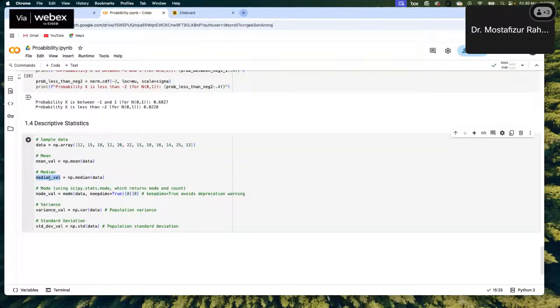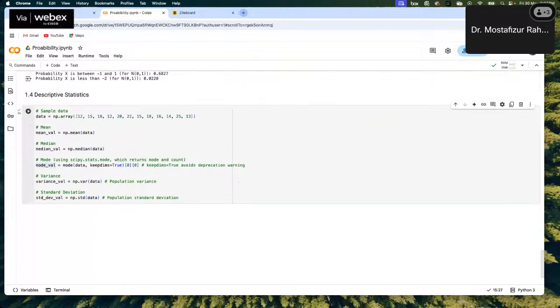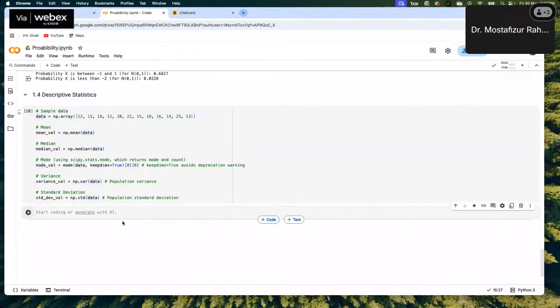To calculate the median, that is the middle number in the sorted list, right? np dot median. And then the mode, which is the number that is repeated the most, counting from that. So these are the statistical definitions: mean, median, and mode. So you can calculate that. And also we can calculate the variance, the second order statistics, and the standard deviation as well. And then basically see the result.